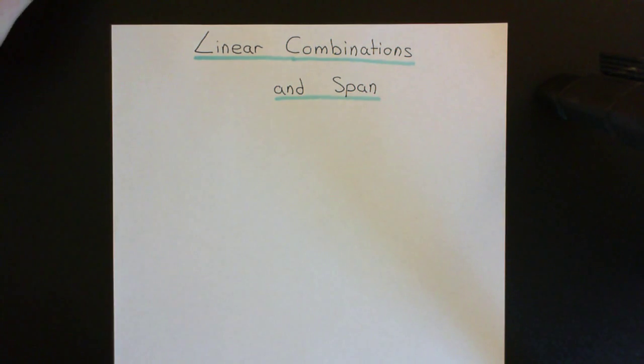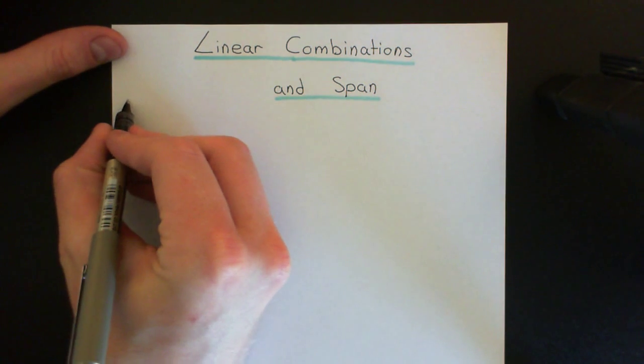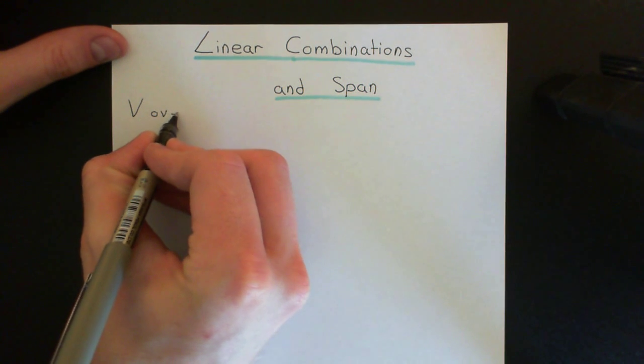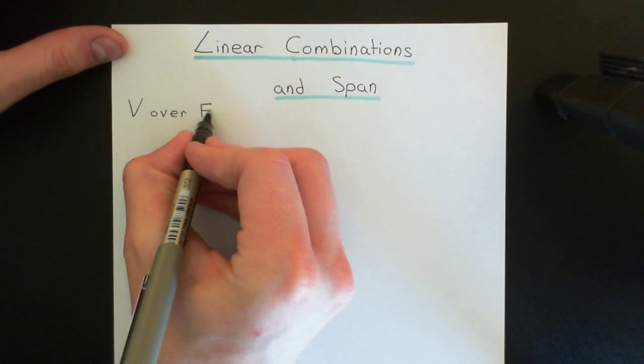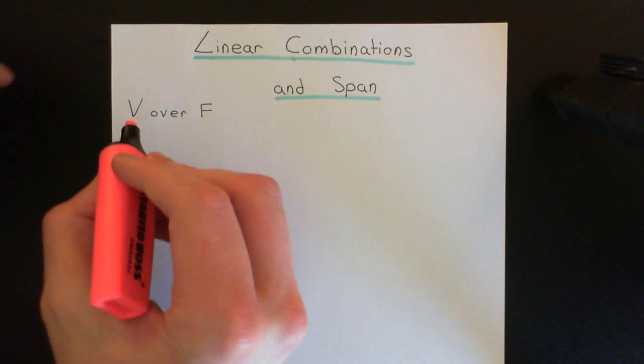Okay, right, so firstly let's just remind ourselves of what we're working with, which is a vector space. I'll just remind you, a vector space over a field capital F, which we'll denote V for the vector space, and our field we'll denote capital F. So this is an abstract vector space over some abstract field.